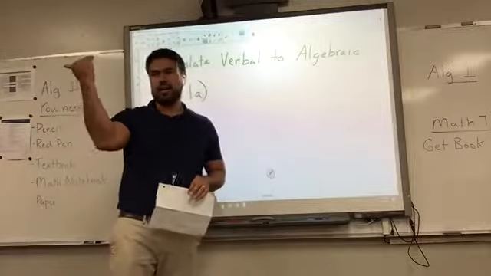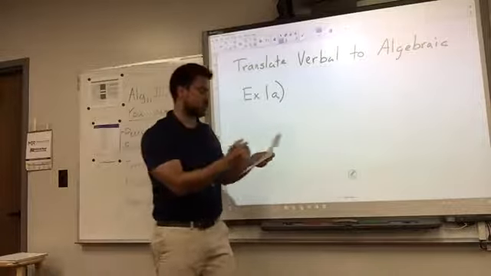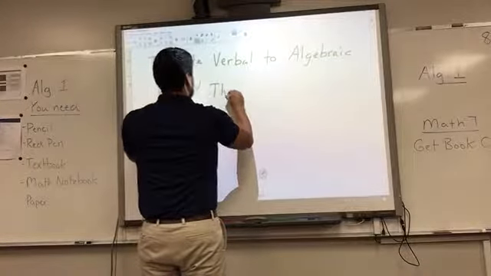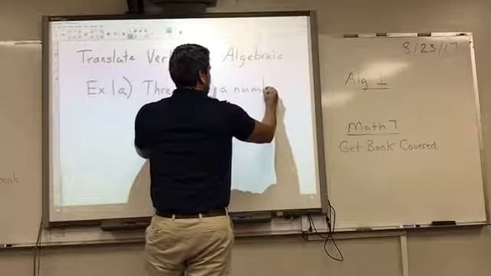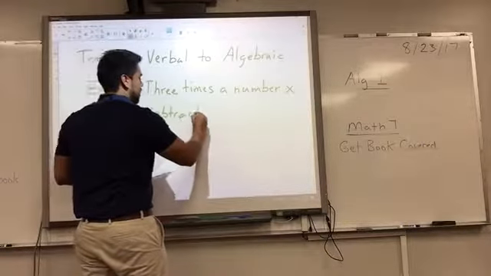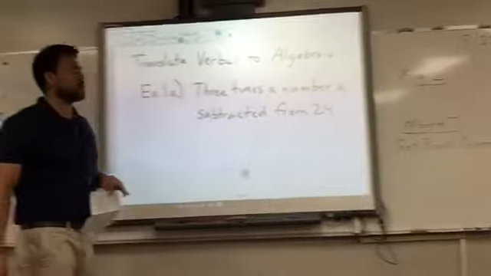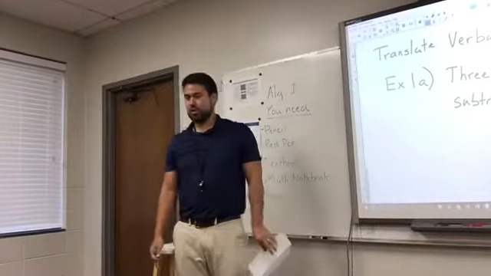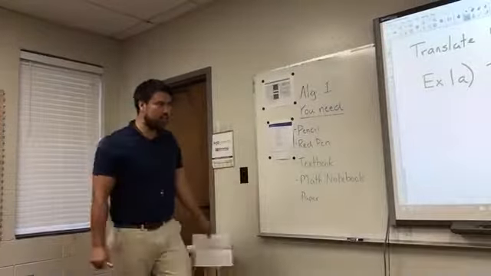It says translate these verbal expressions to algebraic expressions. So what's 1A's expression? Who could read that for me? 1A, Walker. 3 times the number x subtracted from 24? Yes. Now, each word matters. And I'm not saying that because, oh, look at the importance of my book. Each word matters. If you don't write the correct word, or you don't see the correct word, or read the correct word, it's wrong. It's going to throw you off.